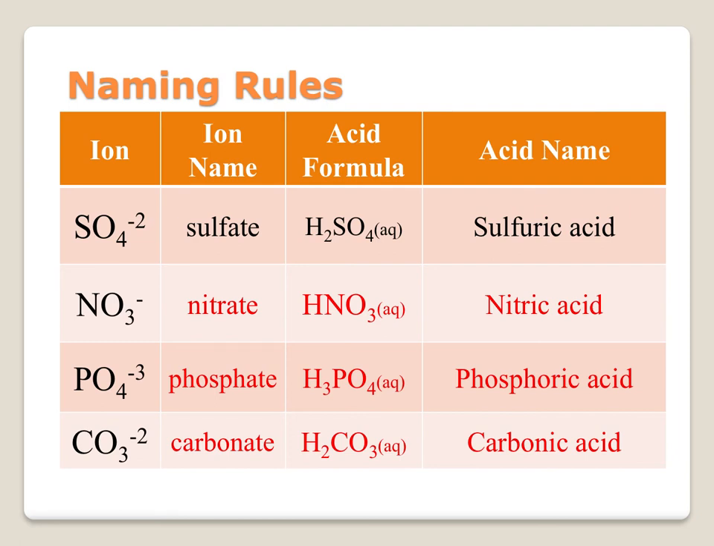How did you do? We've got nitrate, and then we get nitric acid, HNO3 with the AQ. Phosphate gives us H3PO4 with the AQ. That's phosphoric acid. And then lastly, carbonate. So we see all of those ates, and that gives us H2CO3, aqueous carbonic acid. So now we've seen ide, we have hydro and ic, ate just becomes ic.